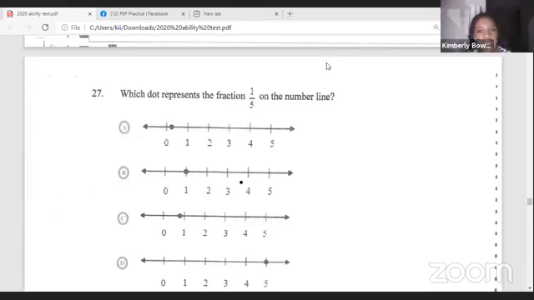How many parts is this line cut into? 1, 2, 3, 4, 5. So if it's on the 1, then that's 1 out of the 5 parts, which is 1/5. So the answer is B, not A or C, because they're not really on a line. And if you're looking at D, D is 5 out of 5, so that would not be 1/5. So the answer is B.